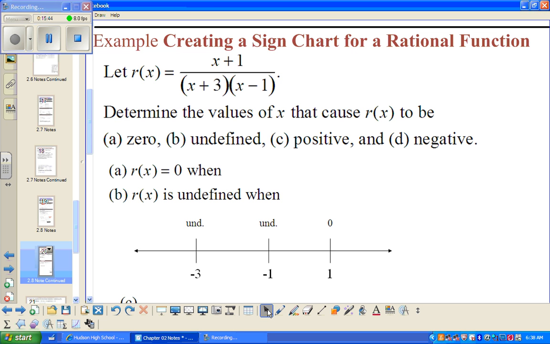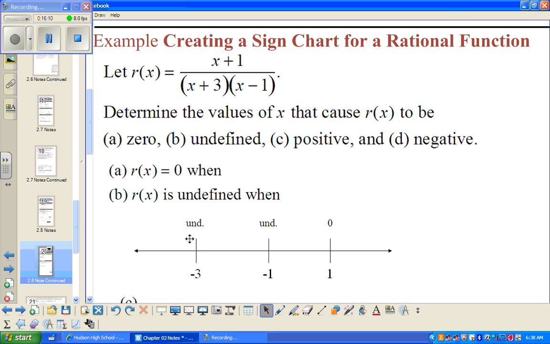So another example here, when you have a rational function, you're going to do the same type of thing. Only you're not only going to find the zeros and put those in your sign chart, you're also going to find the values that would make the function undefined. What I do on my sign chart is right above the numbers that I plotted, I put whether it was a 0 or it was undefined.